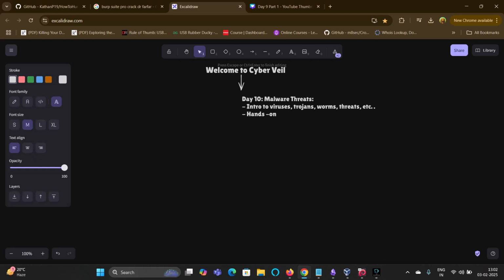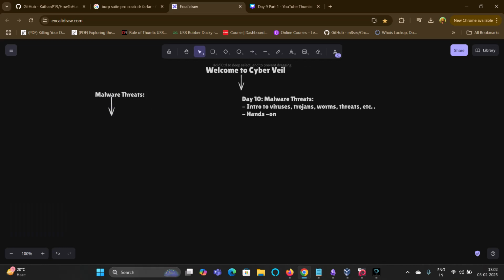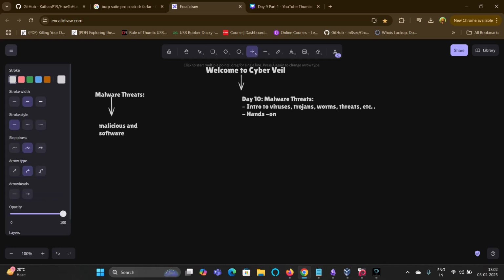Before we proceed further with the subtopics, intro to viruses, trojans, worms, etc., we are going to first cover what malware threats are. As its name itself suggests, guys, malware is made up of two words: malicious and software. And threats are the attacks or the persistent way of attacking the system. So malicious and software combined create the word malware.